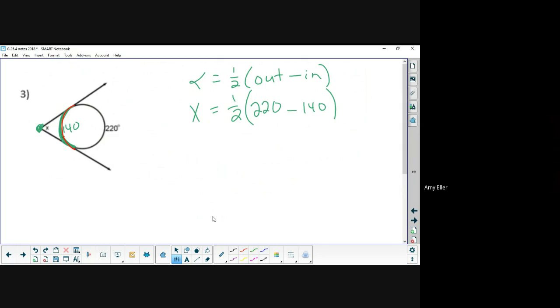Don't multiply by 2, don't simplify, don't do anything. Look, X is by itself. That means this is our answer. We just don't leave it written like that. X is by itself. Grab your calculator. Just start typing.